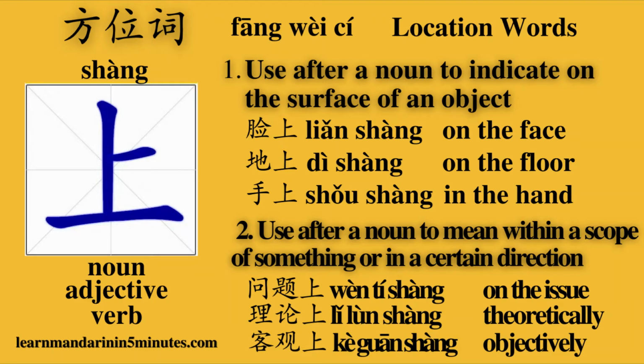Shang, one of the basic location words in Chinese. How to use the location word Shang? Number 1, use after a noun to indicate on the surface of an object.